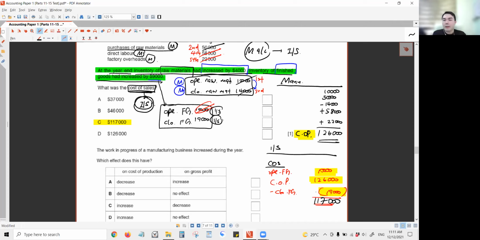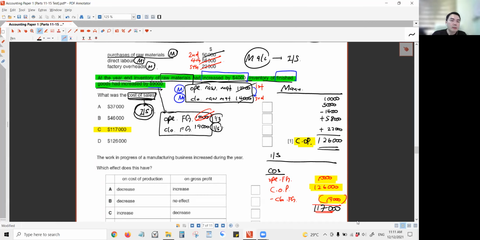Okay, so the answer is C. The challenge of the question, once again, is the lines highlighted in green. You have to know how to interpret this. Raw material has increased, finished goods have increased. So you come up with some figures.